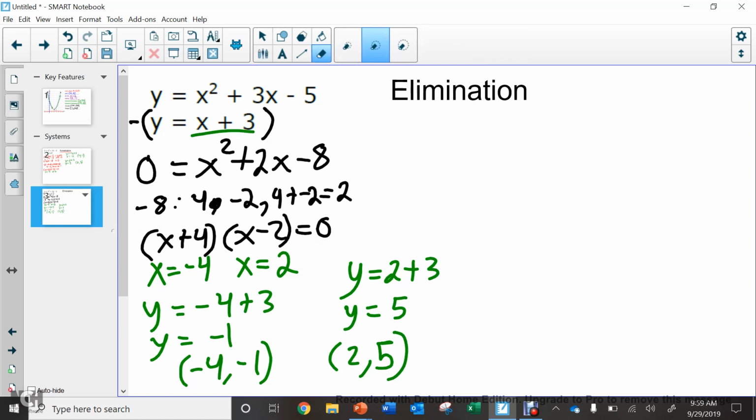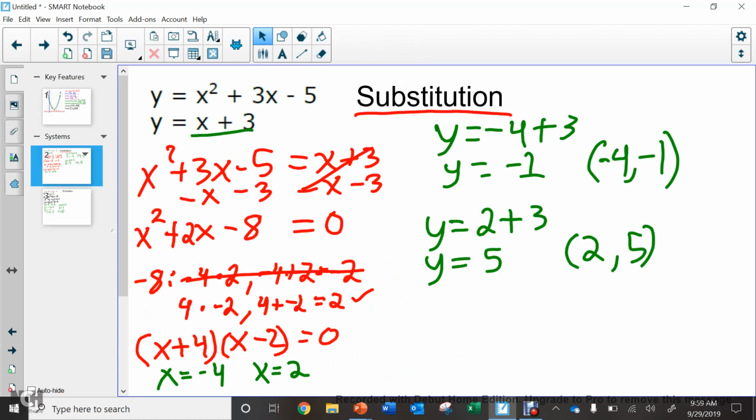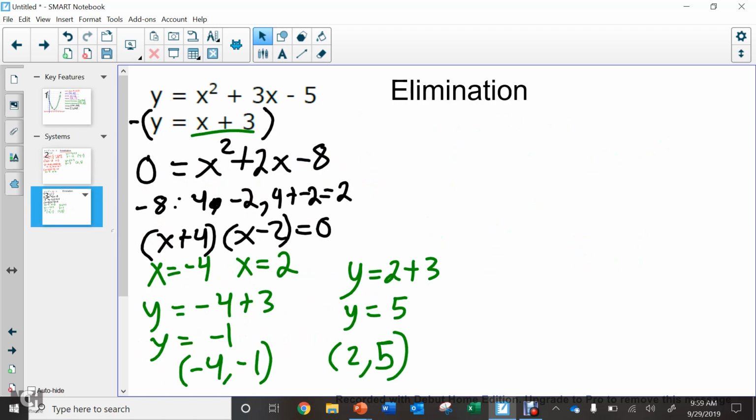Now, as you can see, I did one with elimination and one with substitution, and it didn't matter. I either got the answer negative 4, negative 1, or 2, 5. Same answers with elimination. It doesn't matter what method you use, you just have to know one of the ways.